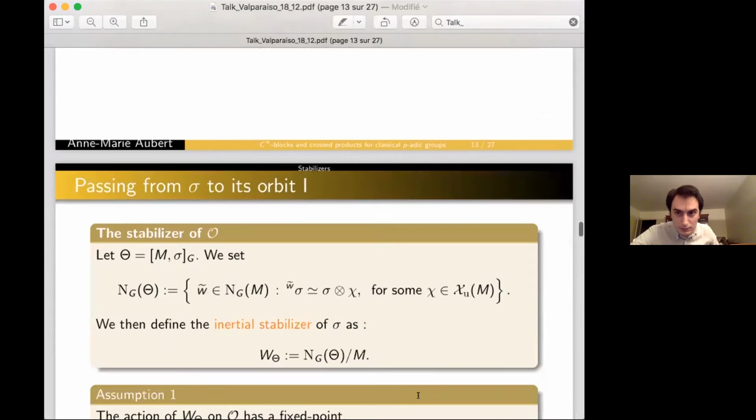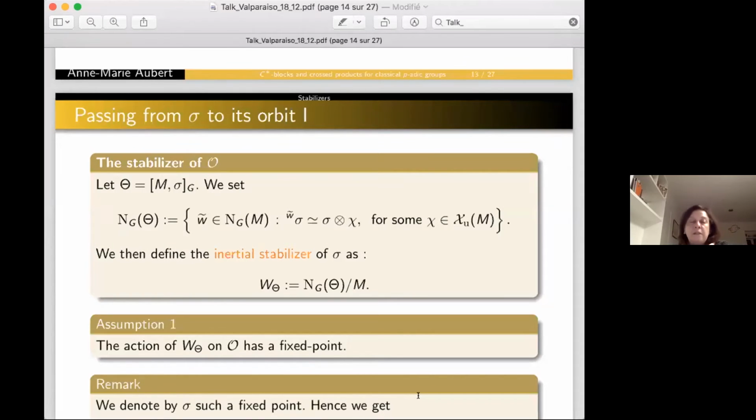By comparison to the Bernstein center, we will consider not only the stabilizer of a fixed representation sigma, but its inertial stabilizer, in the sense that it is the stabilizer not of sigma but of the orbit. So it's the normalizer of theta, of M and theta, mod M.